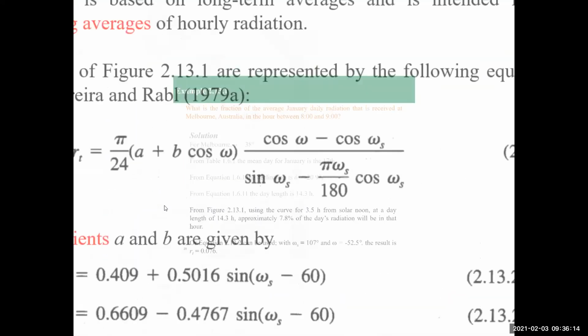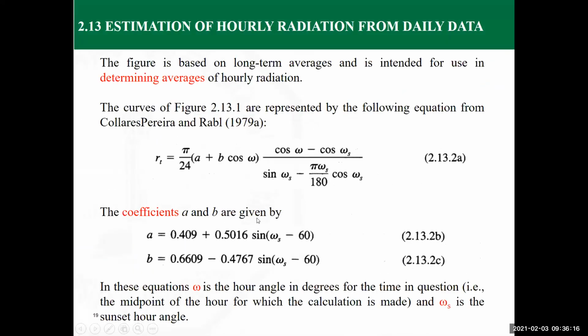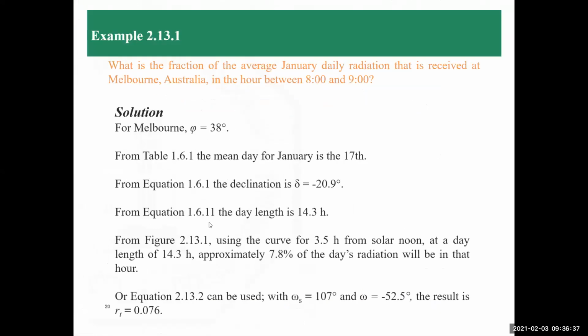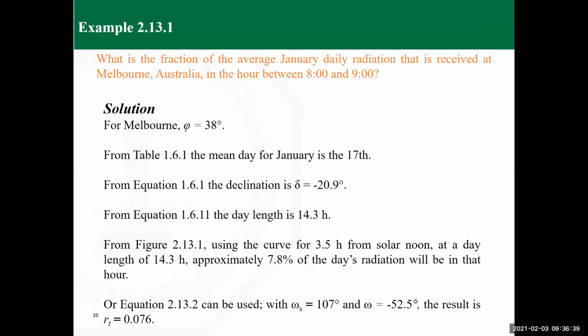And you know that we have taken equations that will enable us to calculate the hour angle. If you remember, it is 15 times the current hour minus 12, which is the solar noon, and then the value can be calculated. There is a correlation for WS, the sunset angle, that we have seen today also, and then you can calculate the value of RT accordingly. A direct example has been given here.